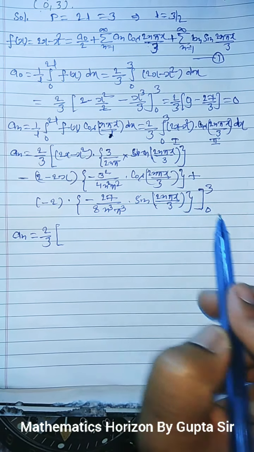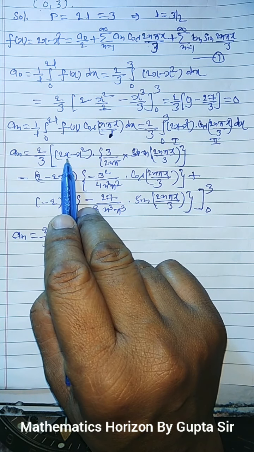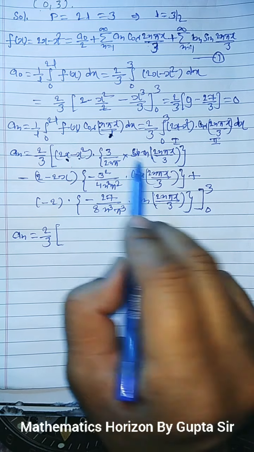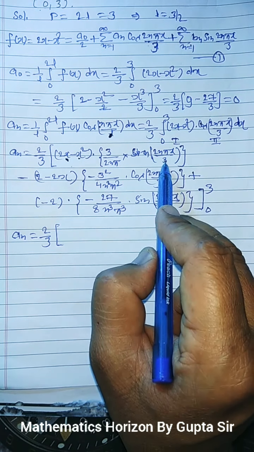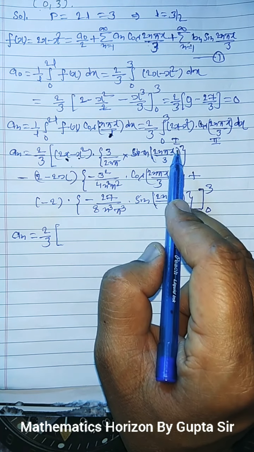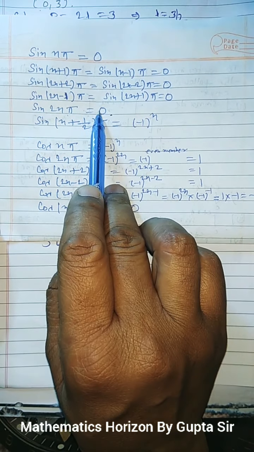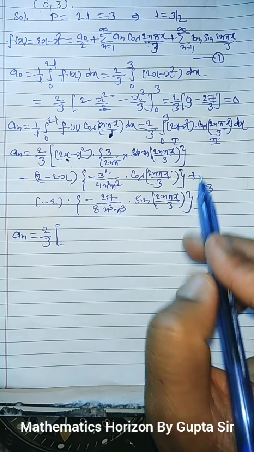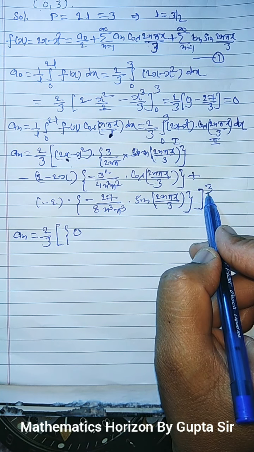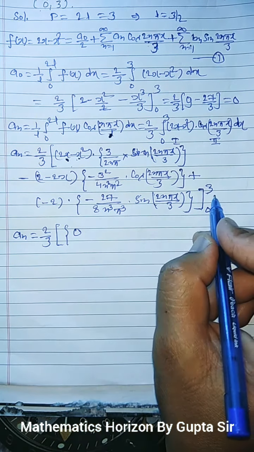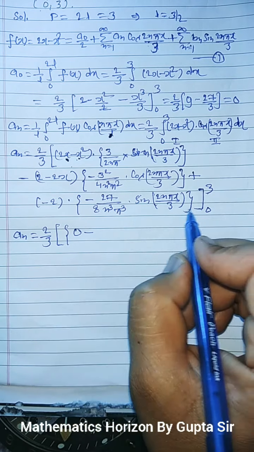Now see here, when we put x equal to 3, here we have 6 minus 9, but when we put x equal to 3, means this 3 will be cancelled out. Here we have sine 2n pi, and we know that sine 2n pi is 0, means we get first term is equal to 0 when we put x equal to 3. Now what about second term? When we put x equal to 3, the first term will be 0. Now we solve second term.